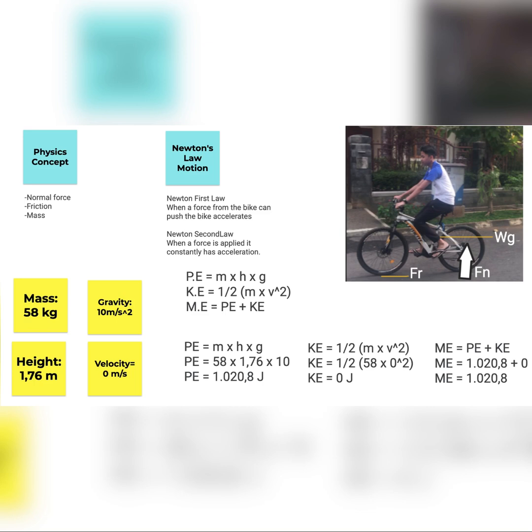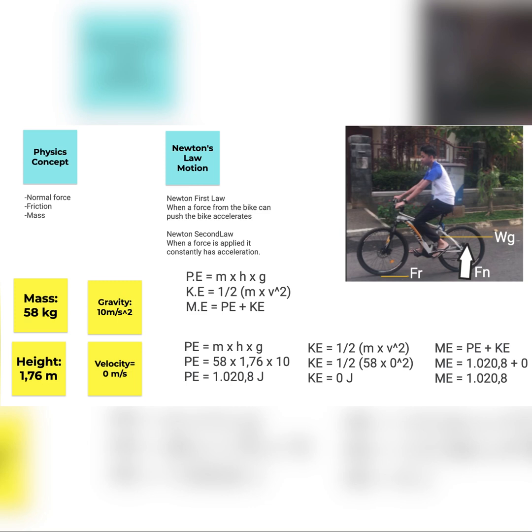And as you can see, the Newton's law of motion is the first Newton's law, when a force from the bike pushes the bike, it accelerates. And the Newton's second law: when a force is applied, there is constantly acceleration. So there's a force which makes the bike accelerate, and there's the calculation.